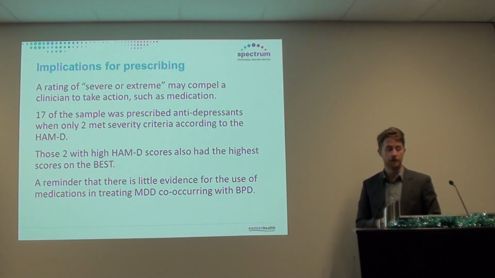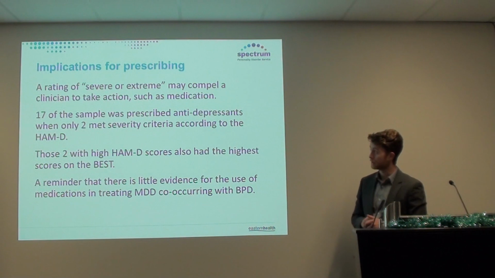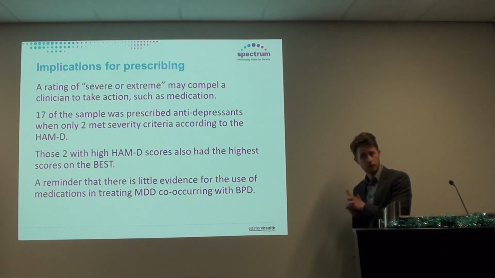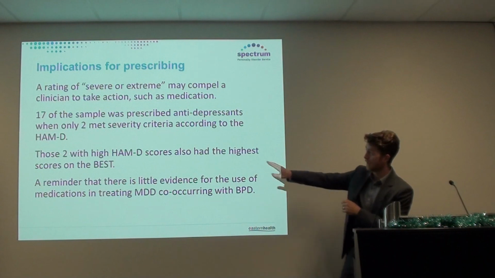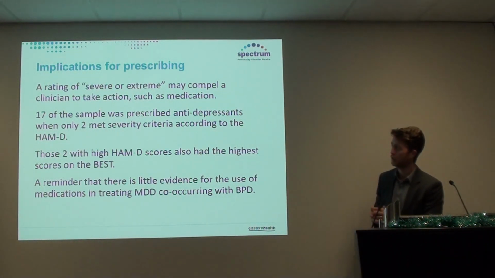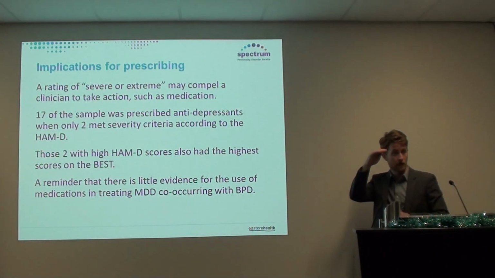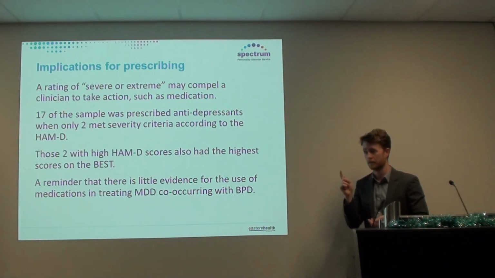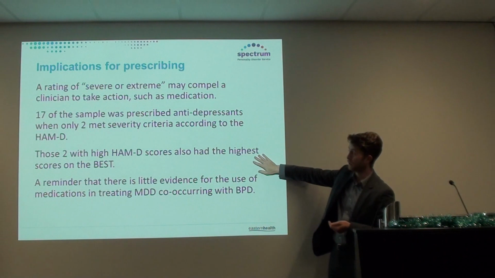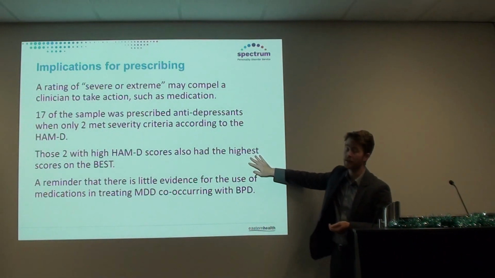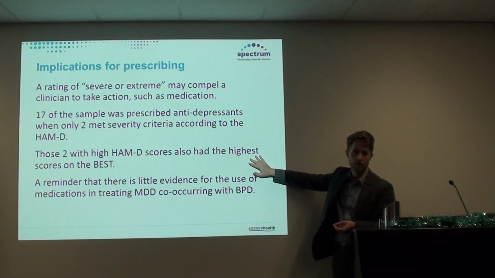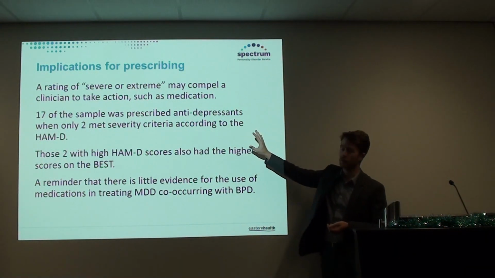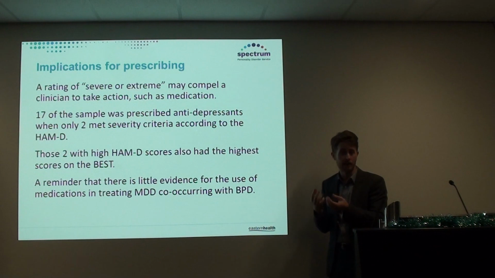And so we look at this sample of people. 17 of them are on antidepressants. If you take the HAM-D, the Hamilton Rating Scale of Depression, according to the literature that's out there, only 2 of them actually met the tipping point where you start to see that antidepressants are actually indicated. And those 2 people with the high scores also had the highest scores on the BEST. And so there's a real concern that a number of people are being prescribed antidepressants that it's questionable whether or not they really need to be on them.